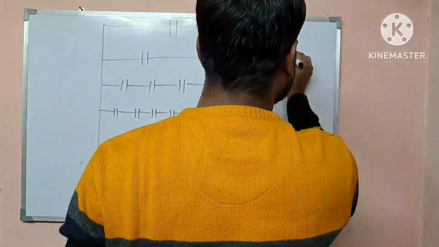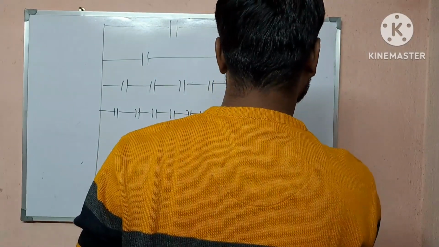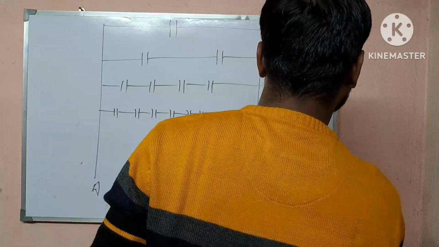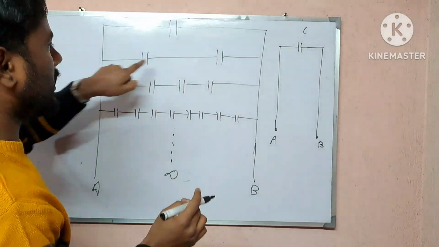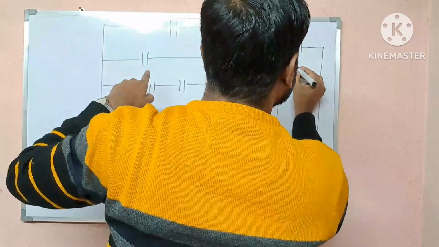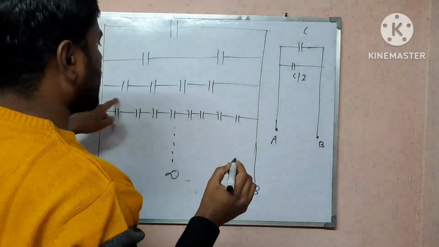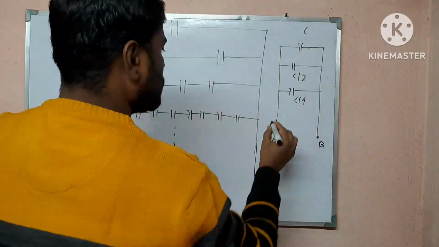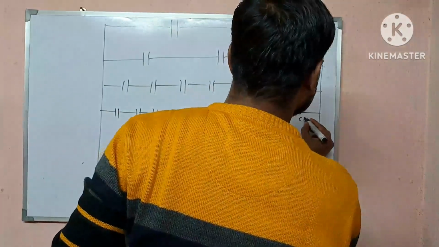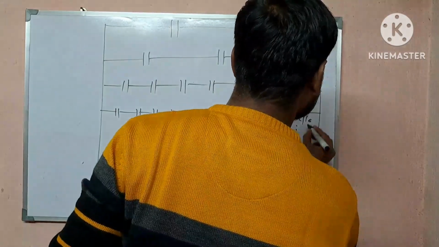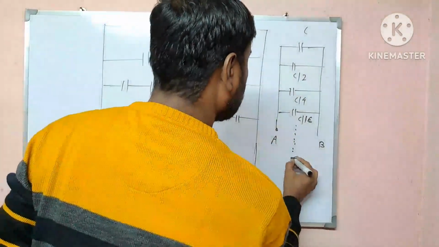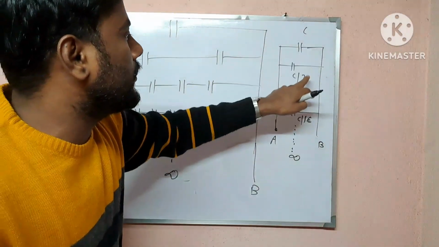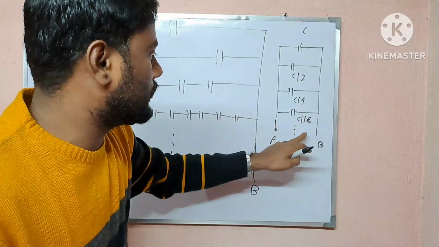I think now we can write this thing in this way. This is A, this is C, this is B, that one is C, and these two are connected in series. So what will be the answer? C by 2. And these are connected in series also. What will be the answer? C by 4. These are also connected in series. What will be the answer? C by 16, and so on up to infinity. So now all these capacitors: C, C by 2, C by 4, C by 16.